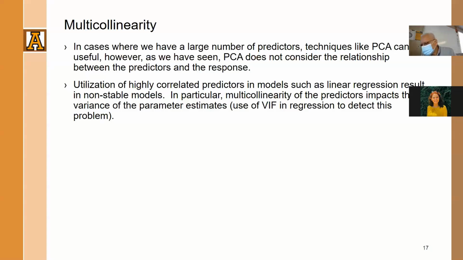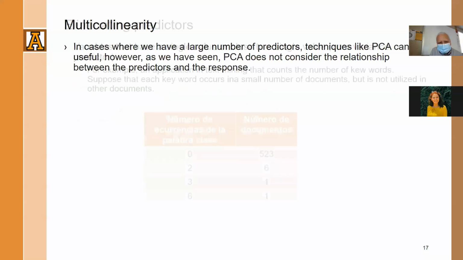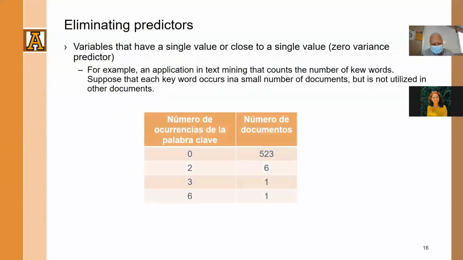And teacher, about the previous slide, I don't understand. What you say is that in the example, we need to eliminate the predictors that have 2, 3, and 6.